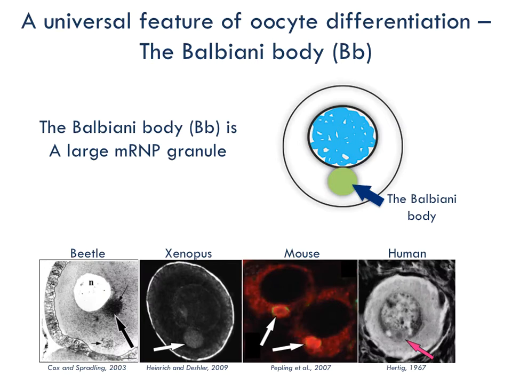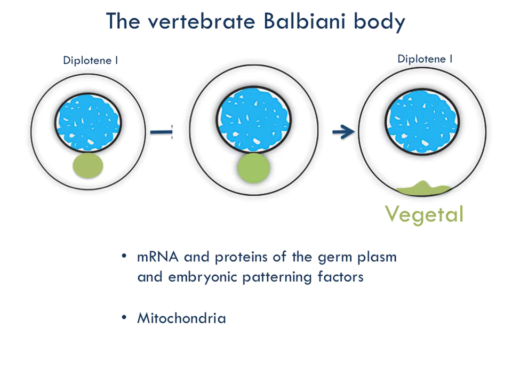A universal feature of differentiating oocytes is formation of a large mRNP granule that is called the Balbiani body, and is universally detected in oocytes of insects, non-mammalian vertebrates, and mammals, including humans. In most vertebrates, the Balbiani body contains mRNA and proteins of the germplasm and embryonic patterning factors, as well as cell organelles such as the mitochondria. The Balbiani body forms close to the nucleus and then translocates towards the cytoplasmic membrane, where it disassembles, unloading its content, and thus specifying this region of the cortex as the oocyte vegetal pole.